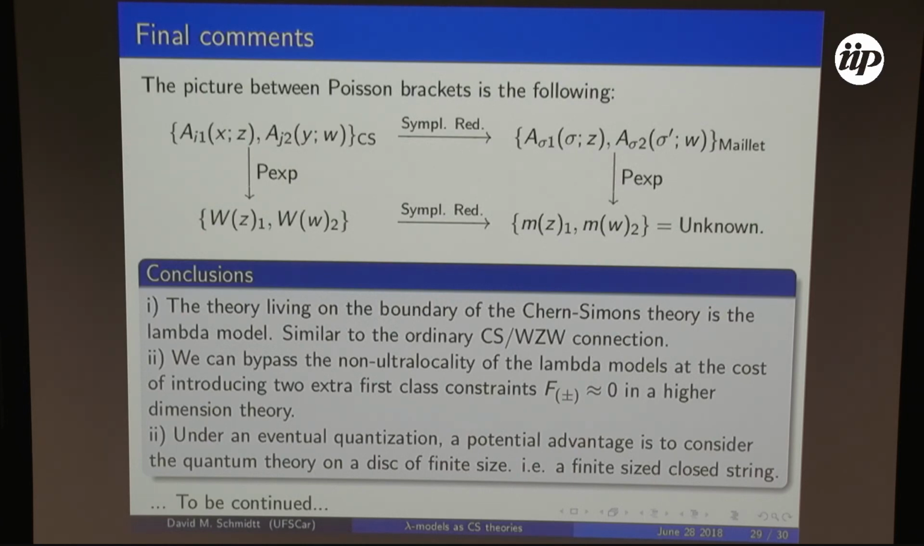Under an eventual quantization of this, including the spectral parameter, obviously, a potential advantage is to consider a quantum theory on the disk of finite size, that is, a finite-size closed string, and the quantization will run in an exact way, because Chern-Simons is a very well-known theory, quantized in many ways.